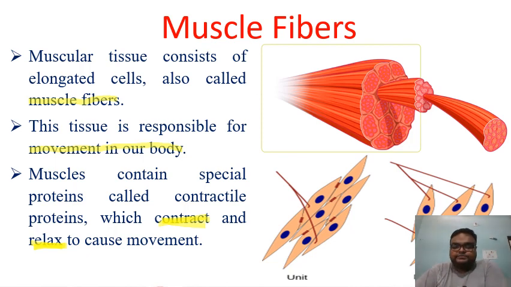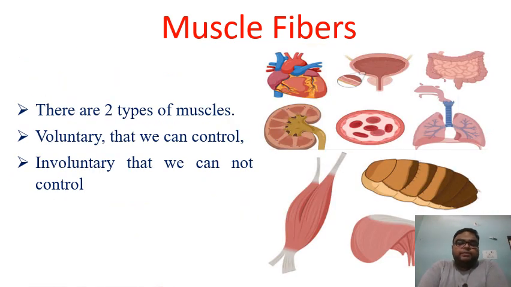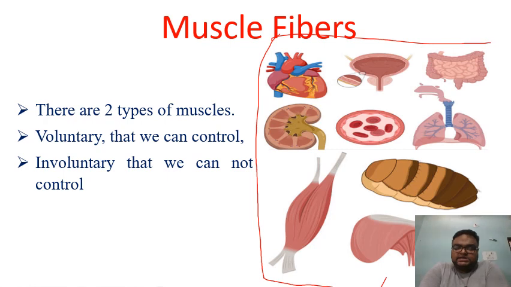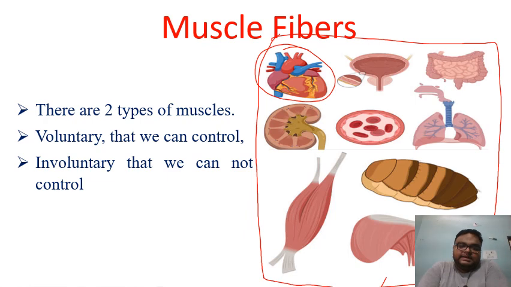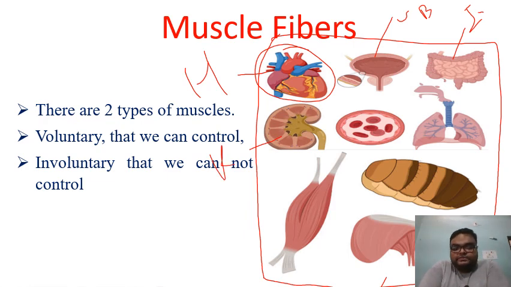Right. Now let's move to our next slide. Students, before you read the text part, I have pasted photos of different organs. You just need to identify those organs. So what is this, student? Yes, this is a heart. This is urinary bladder. These are intestines. This is a kidney. These are blood vessels. These are lungs. These are muscles.